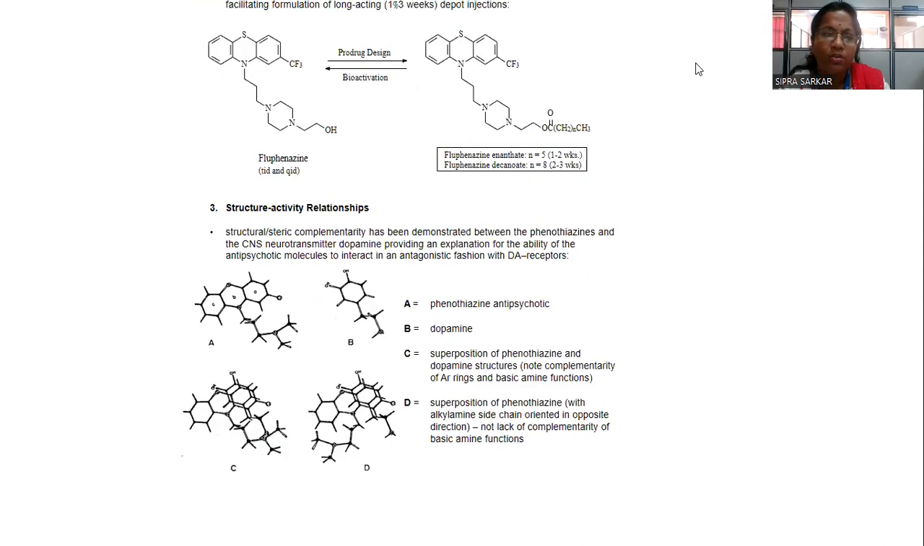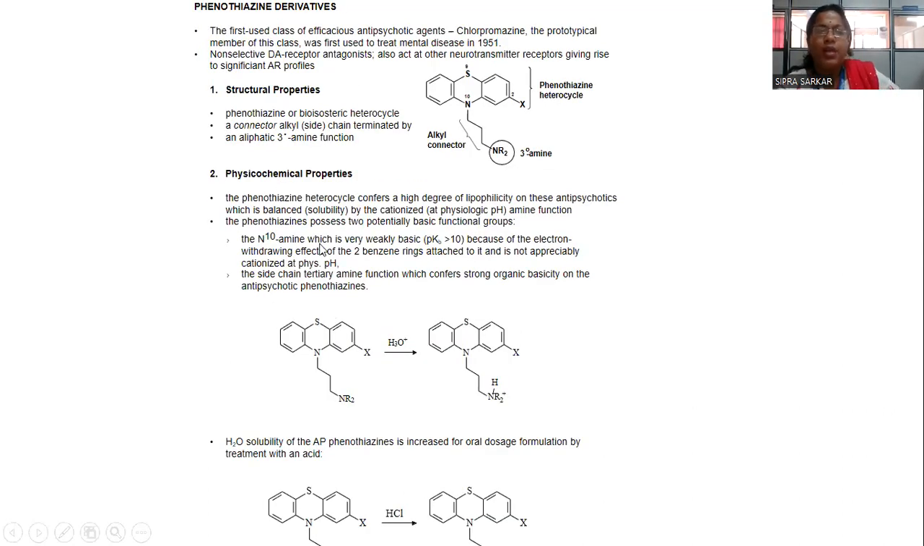Next, phenothiazine derivatives. We have to know about the phenothiazine derivatives. Phenothiazine is a main important category of drugs containing 3 rings, where 2 benzene rings are fused with a 6-membered heterocyclic ring containing sulfur and nitrogen. If we start the numbering from here, 1, 2, 3, 4, 5, 6, 7, 8, 9, 10. The first used class of high efficacy antipsychotic agents is the phenothiazines, and the prototypical member of the class, chlorpromazine, was first used to treat mental diseases in 1951. It is a non-selective dopaminergic receptor antagonist, also acting at other neurotransmitter receptors, giving rise to significant adverse reaction profiles.